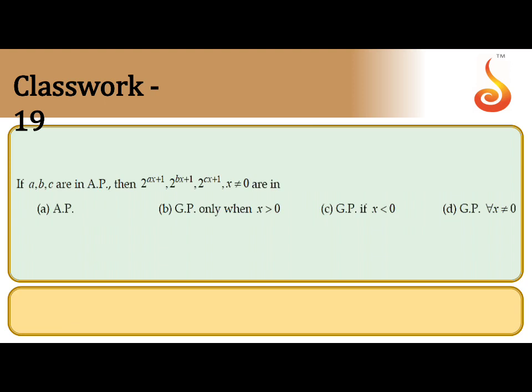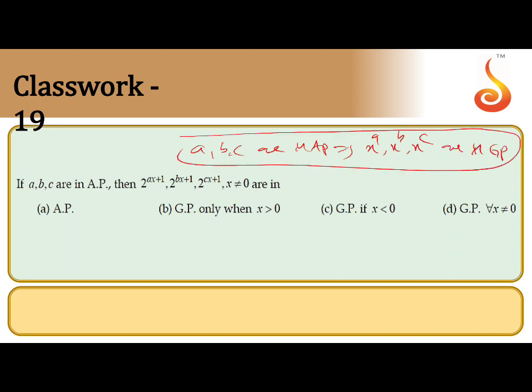If A, B, C are in AP, then 2 power AX plus 1, 2 power BX plus 1, 2 power CX plus 1 are in what, they are asking. So we have one property. This is general: if A, B, C are in AP, then anything power A, anything power B, anything power C are in GP. Here the base should be the same. In that case they are in GP.